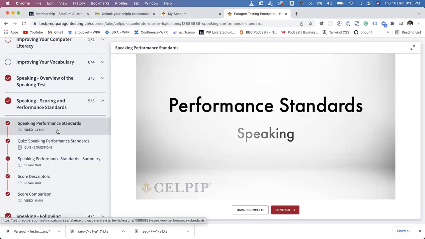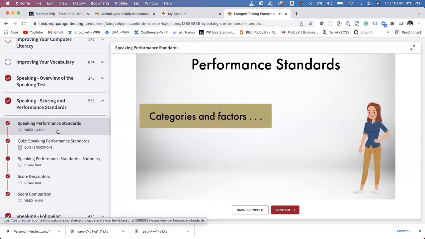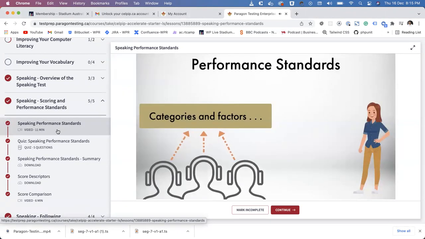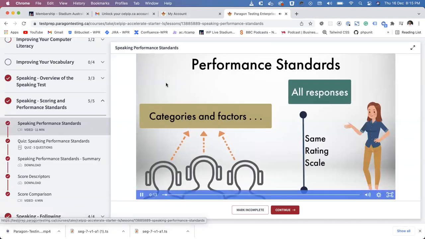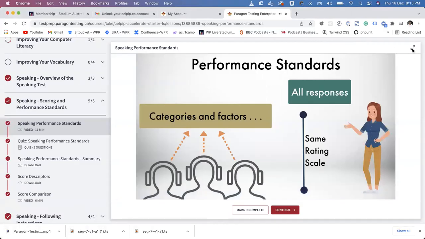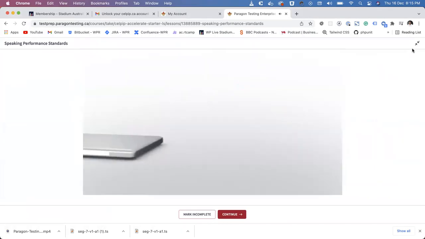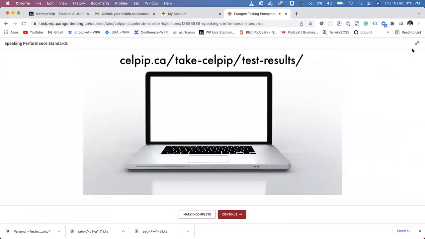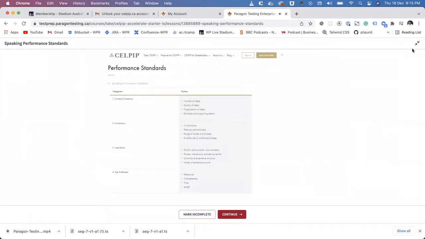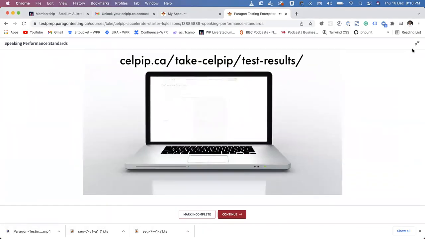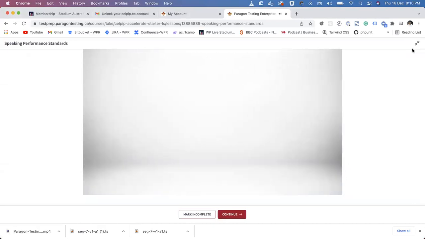In this video, let's discuss the categories and factors that raters consider. As I mentioned, all responses are scored according to the same rating scale. We're going to look at a simplified version of the scale called the performance standards. This chart is also available on our website, and we encourage test takers to get familiar with it so that they can prepare for the test with full knowledge of the scoring criteria. We'll also discuss various aspects of this chart in further videos throughout CELPIP Accelerate.